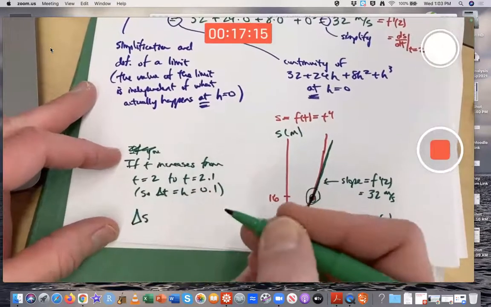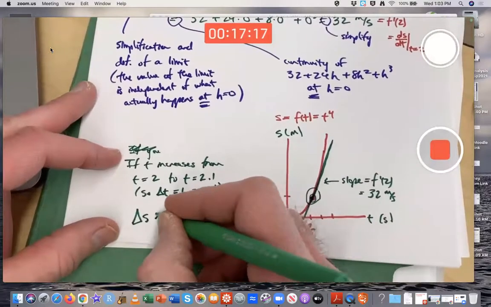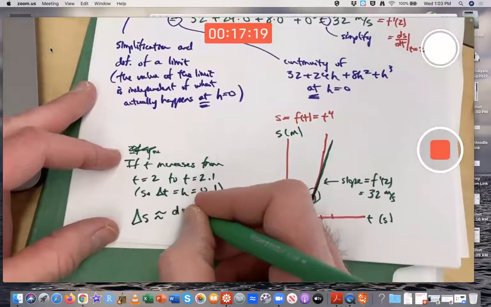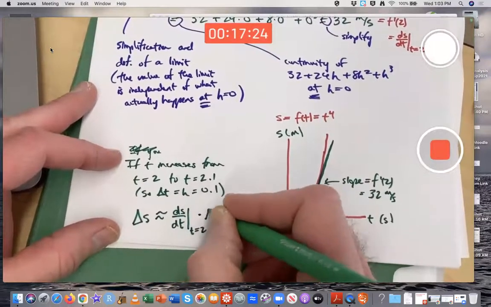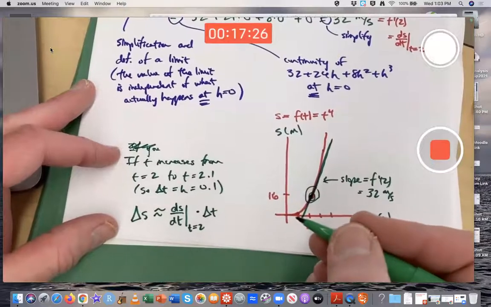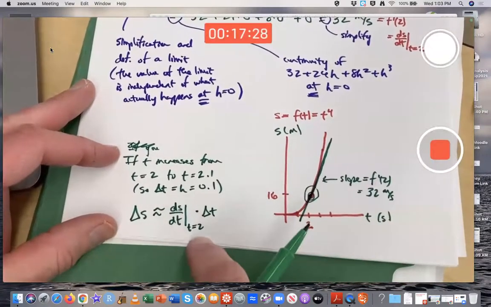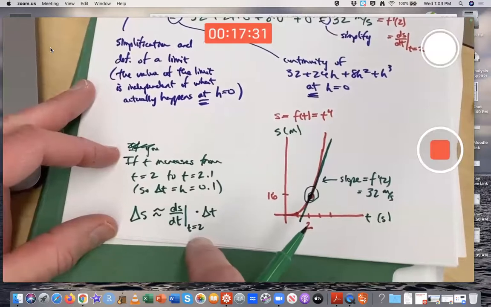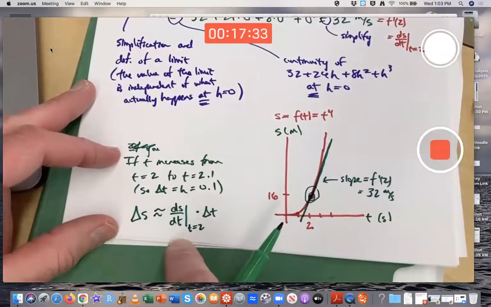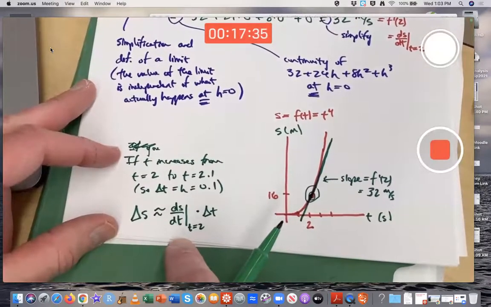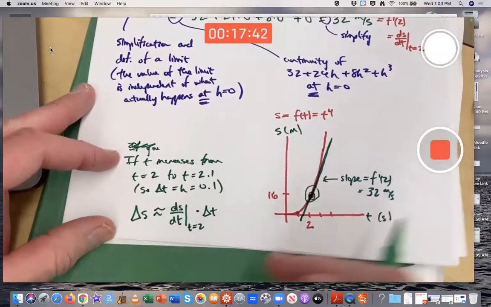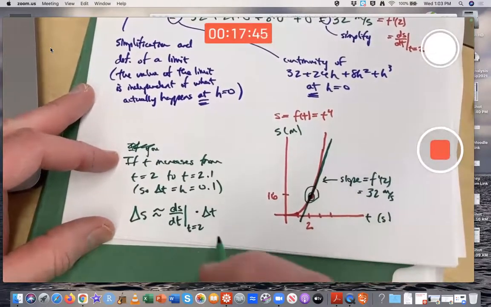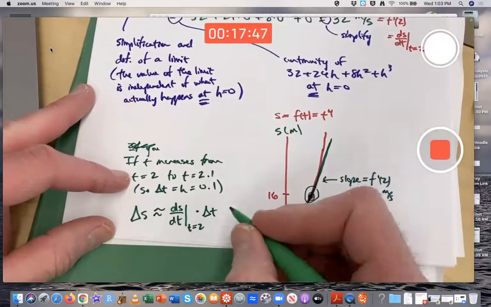The change in distance, change in position, would be approximately the rate of change at t equals 2 times the actual change in time. Hey, distance equals rate times time. That's what this means. It's an approximation because the speed of 32 meters per second is not a constant speed. The slope doesn't stay constant as time goes up. It keeps getting higher and higher. But if delta t is small, this should be a good approximation.